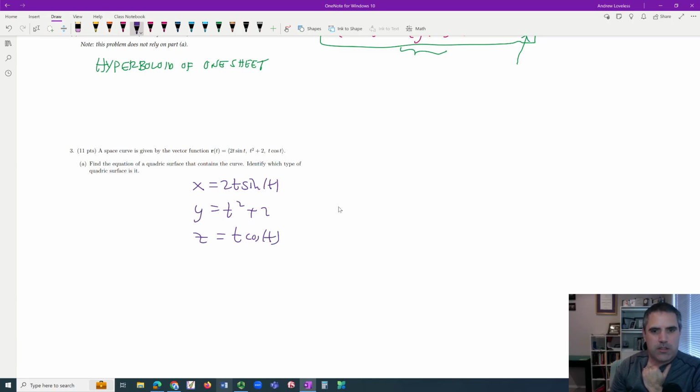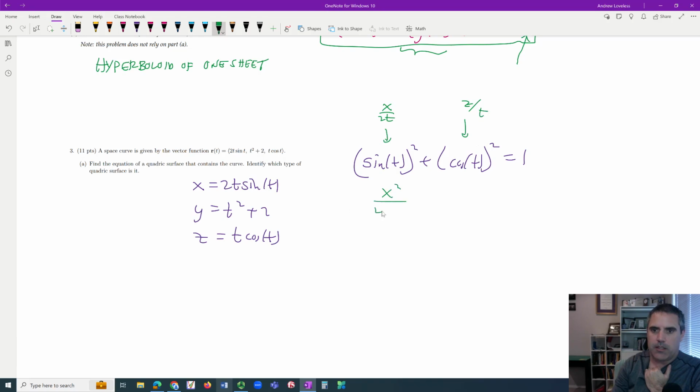And the main thing I notice here is that there's a sine and cosine. This is more of a chapter 13 thing, but sine squared plus cosine squared is always 1. And if you see some equations where you see sines and cosines, think of this. Because what you can do is you can move this to the other side and say, this is the same as x over 2t, and this is the same as z over t. Why is that helpful? Well, let's see. This is going to be x squared plus 4t squared. This is going to be z squared, t squared, and that has to be 1.